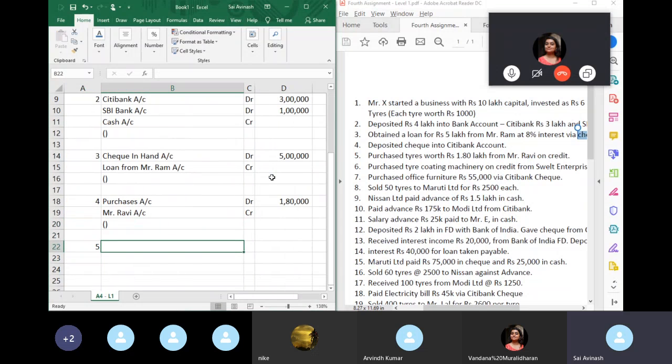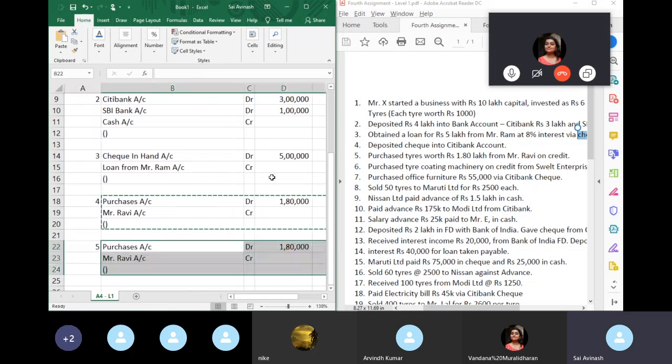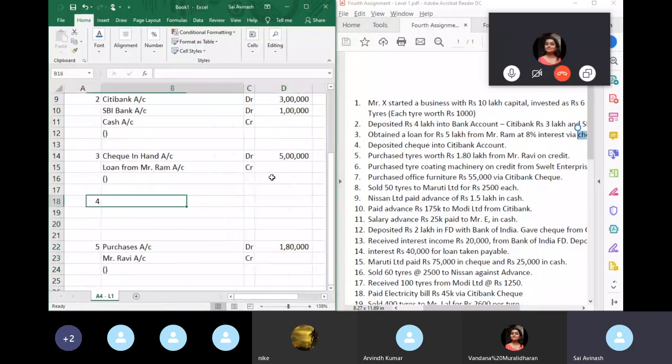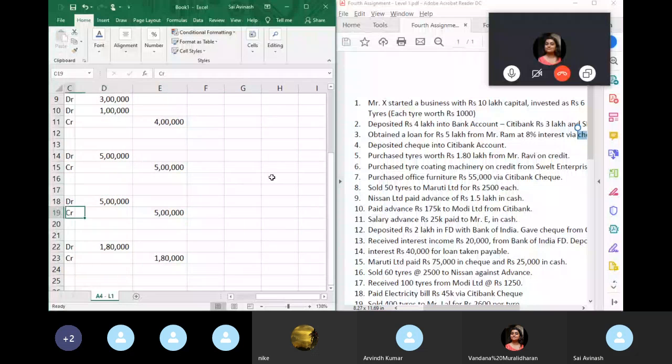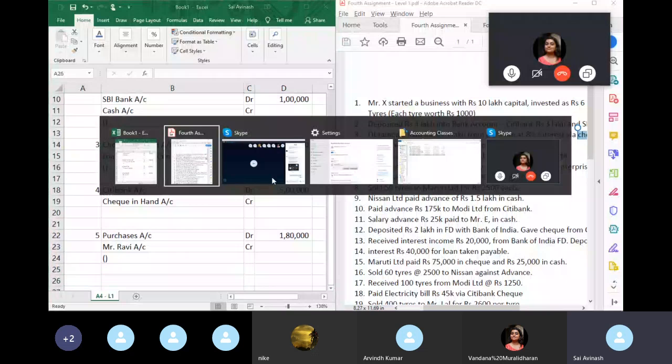The fifth entry is purchase. Oh, I'm so sorry. This will be the fifth entry. The fourth entry is deposited check into Citibank account. So I know that my Citibank balance is going to increase, and I know that my check in hand account is going to decrease. Right. So that will be the same amount as above, 5 lakhs. Okay. So I've got the first five down.